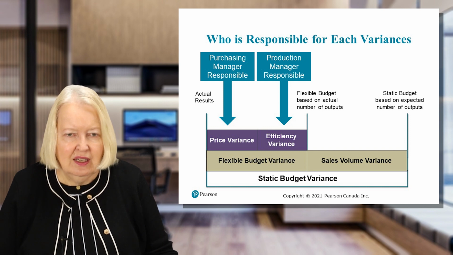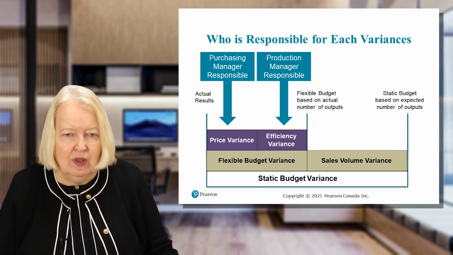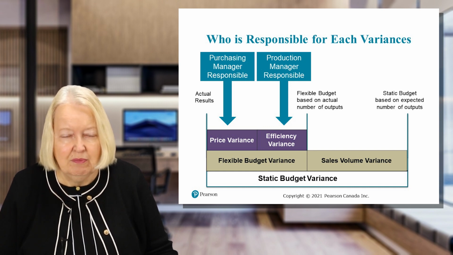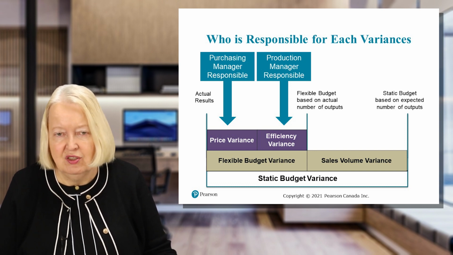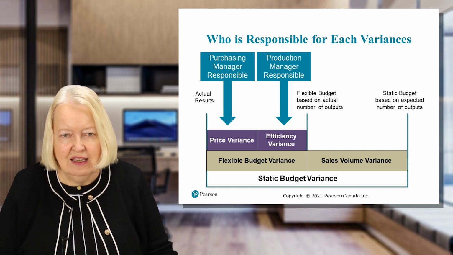So different managers throughout the organization are responsible for explaining the variances. The purchasing manager would be responsible for explaining why the price of materials increased, so that purchasing manager would be looking at price variance. Whereas if you had an efficiency variance, if you use, say, more units than you would have expected to use, your production manager is expected to provide that explanation.